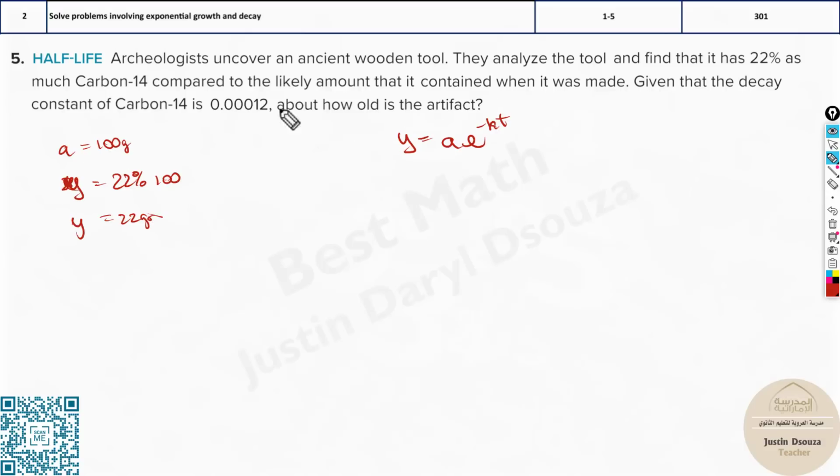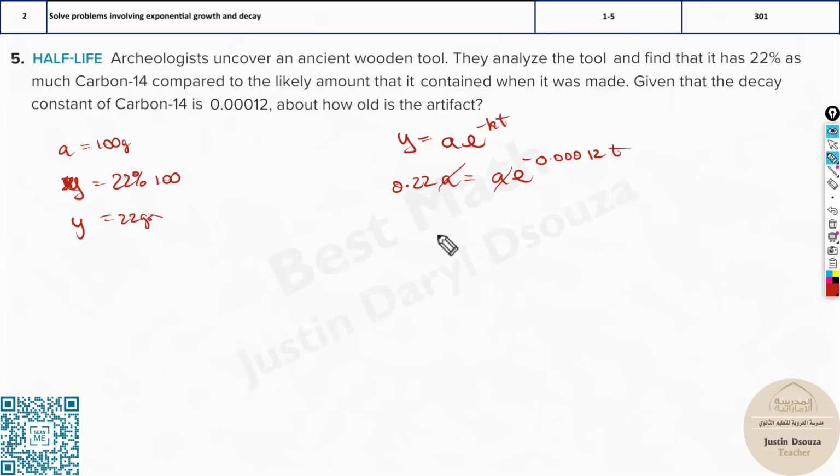Now in this case, you need to write the given, but I'll directly substitute over here. Y will be 22%, that is 0.22 A, equals A e to the power minus, what is the K value? Carbon is always having 0.00012, and time is what they require. So when it was made, given that the decay constant of carbon-14 is 0.00012, about how old is the artifact? Now we just solve this.